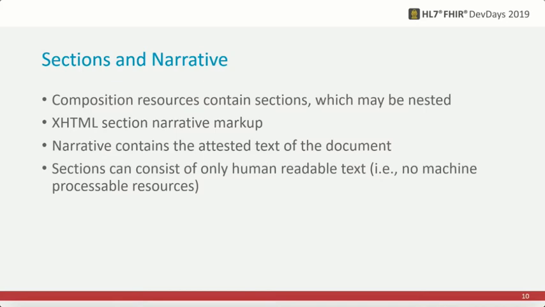The narrative contains the attested text of the document. So again, when a clinician signs a clinical document, they're signing that attested text, not the codes that are behind the scenes in the other resources. And it is perfectly fine for sections to consist of only human-readable text. So you don't need coded data in order to make a clinical document. It's a valid use case to be able to send narrative-only documents.